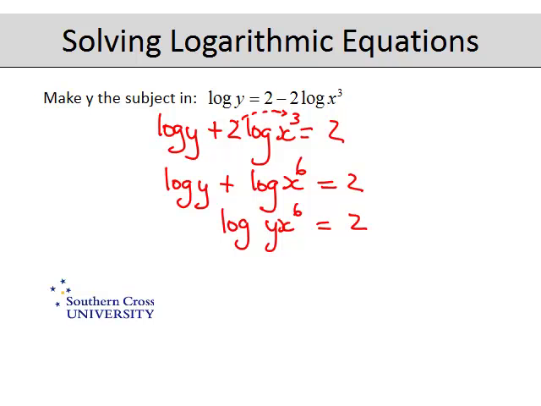And so now using the definition of a log, and since there's no base mentioned, it is implied that it's base 10. So y times x to the 6 is equal to 10 to the power of 2, which is 100. So y is equal to 100 divided by x to the power of 6.